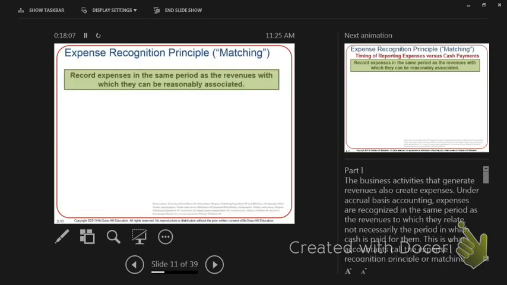All right, so that's the revenue recognition principle. The other principle is the matching principle. Why can't I spell? There we go. The matching principle says you're going to recognize expenses when you use them. The other word is incur. Use them or incur them.